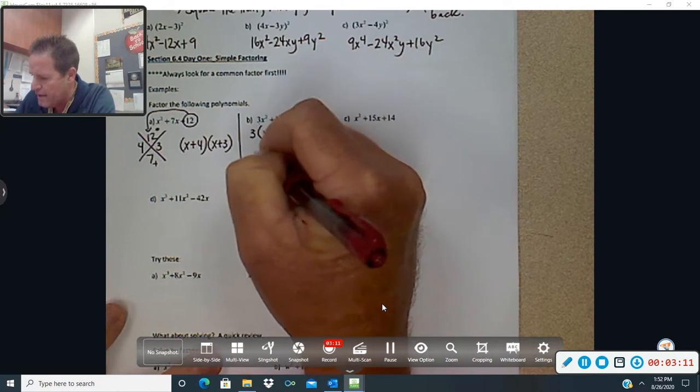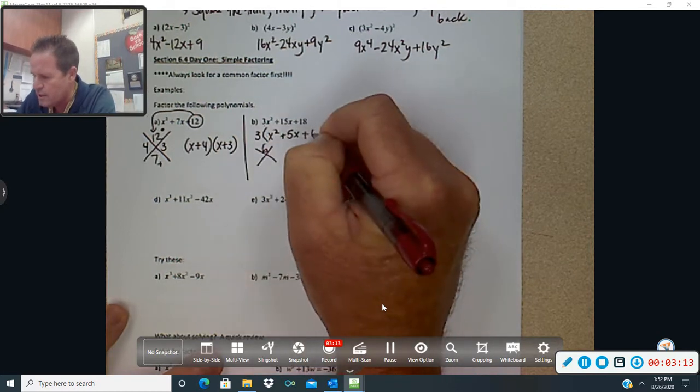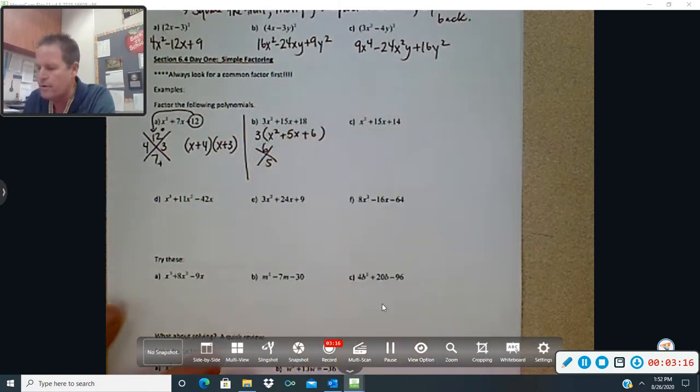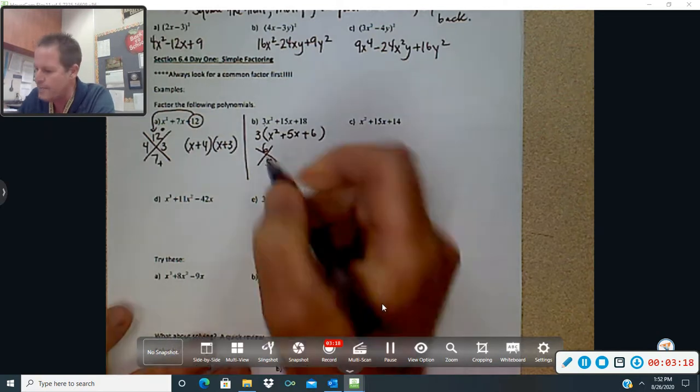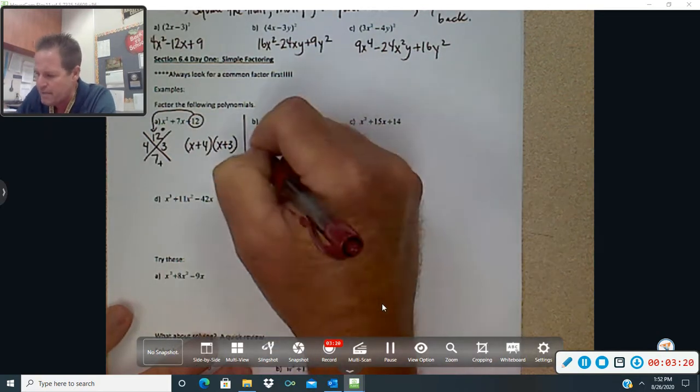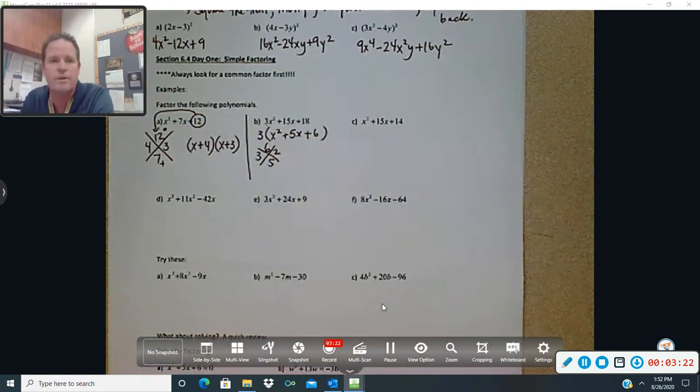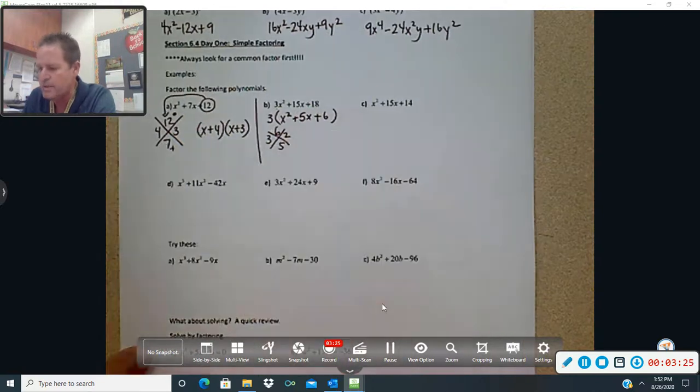So we're going to have 6 on top. The last number goes on top. The middle number goes on bottom. So what times what multiplies to make 6 and adds to be 5? That's 3 and 2. 3 times 2 is 6. 3 plus 2 is 5. And there's only one thing that works.